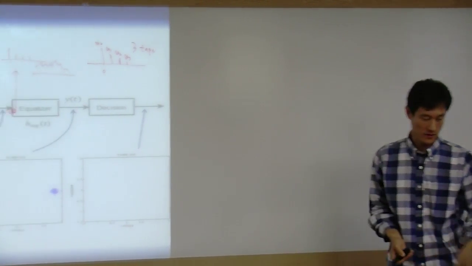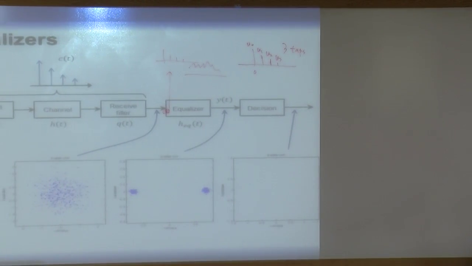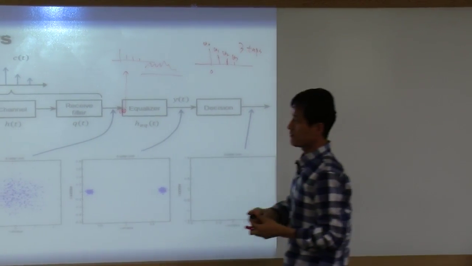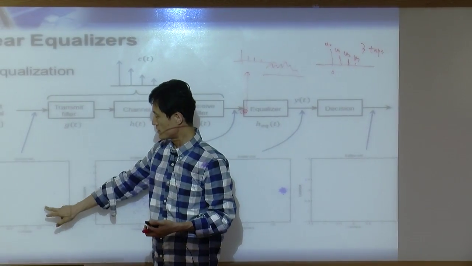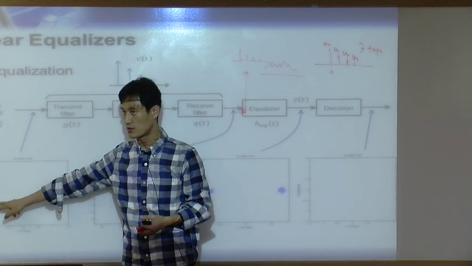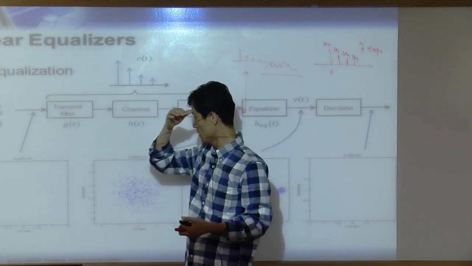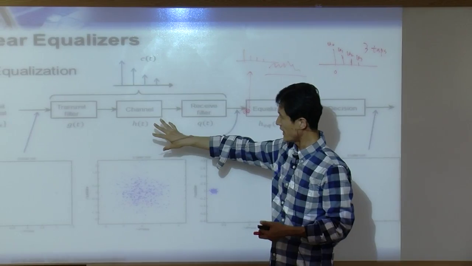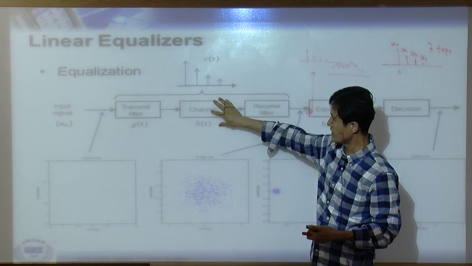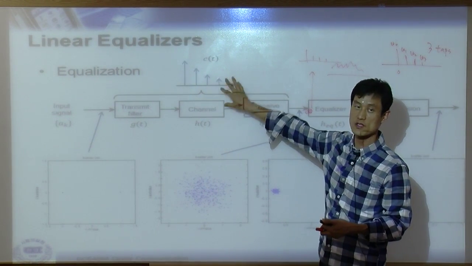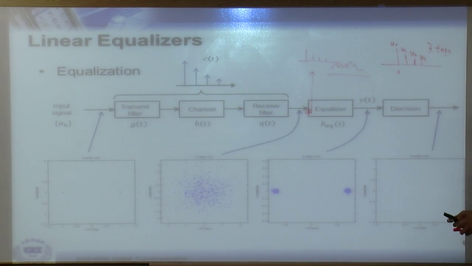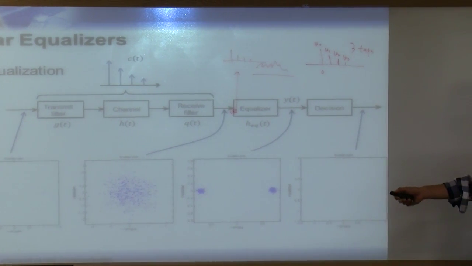This is an example. We have some BPSK symbols here, so you have a +1 or -1. We transmit BPSK, go through the filter and channel. Let's say our channel has this impulse response. Of course, this is not an ideal channel because we have multipath.